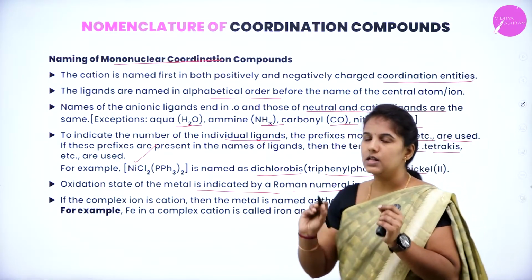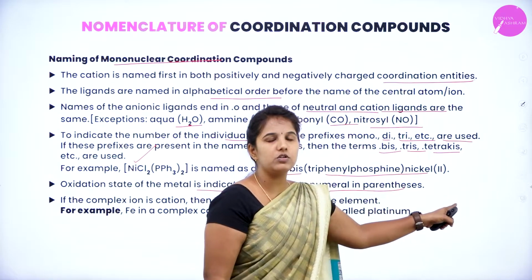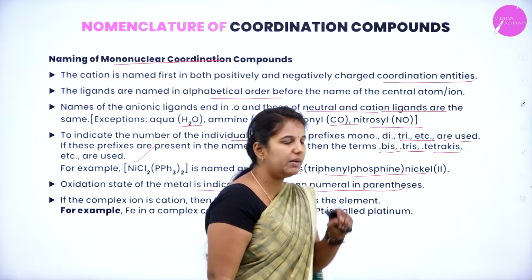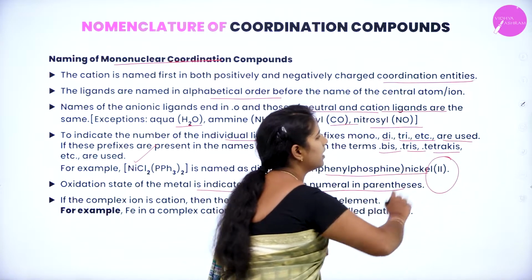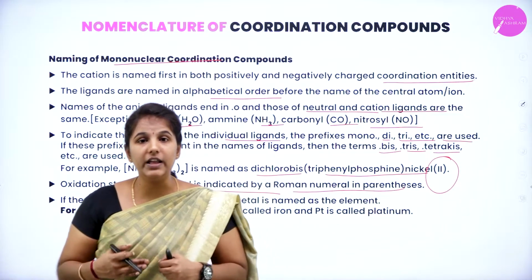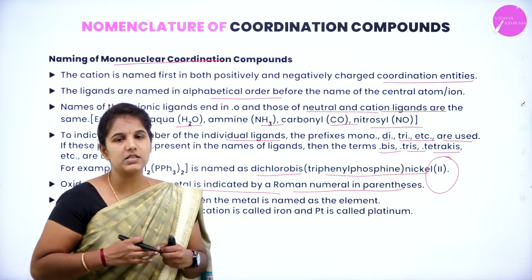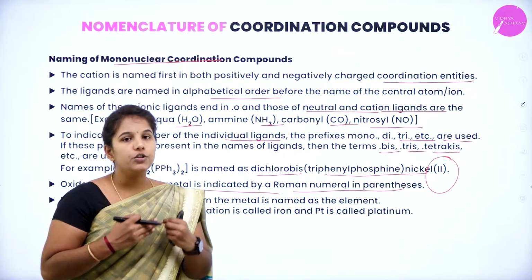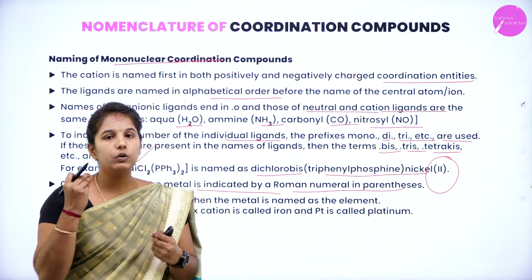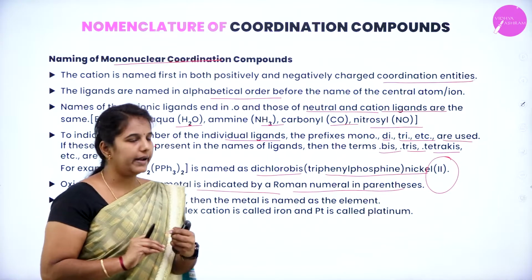Next, the oxidation state of the central metal atom is indicated by what? Roman numerals. Here you can see that after naming this complex, I have used the oxidation state of the central metal atom, written in terms of what? Roman numerals. So it is very important to know that while writing these complexes, always use the Roman numeral to indicate the oxidation state of the central metal atom.